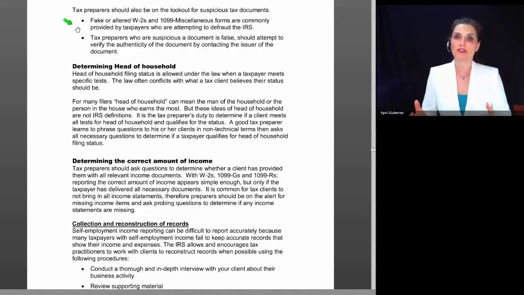Or maybe you do take a certain amount of the cash that has come in and deposit it into a bank account, if they have a bank account. So those types of things can be done to support income, and the IRS does accept those as long as the records are there.